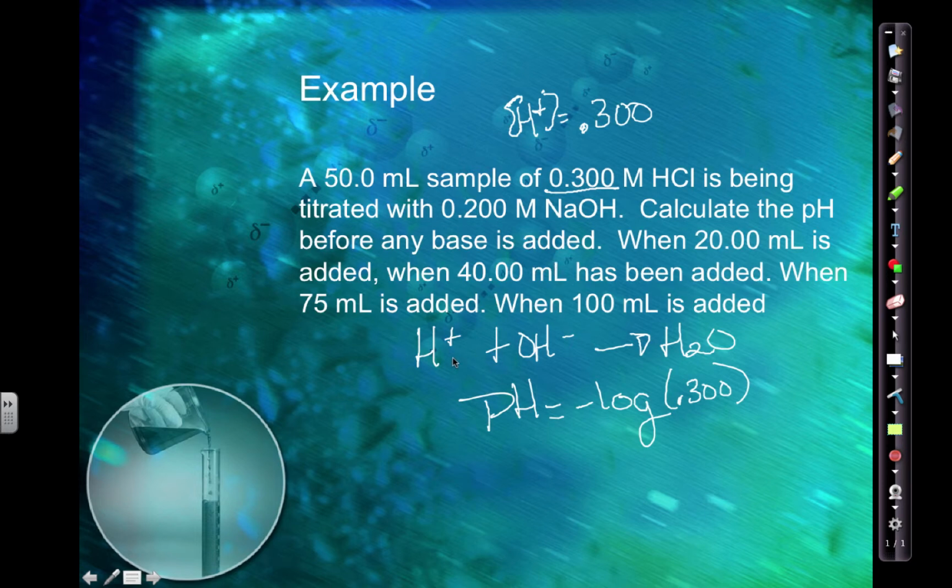All right, so when you do that, negative log of 0.3, you're going to get 0.523. All right, so we have our pH of 0.523. This is before anything is added. Well, after we start adding base, then what we're going to have to do is we're going to have to do a BCA table.